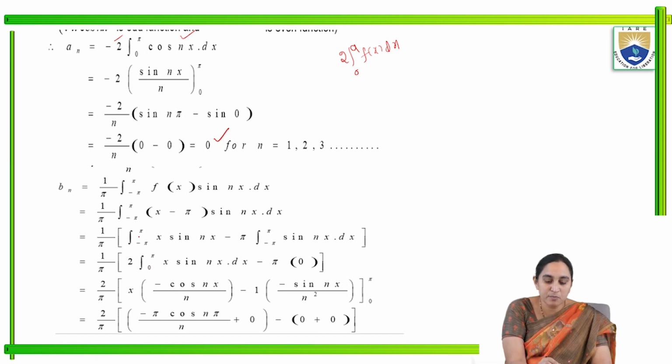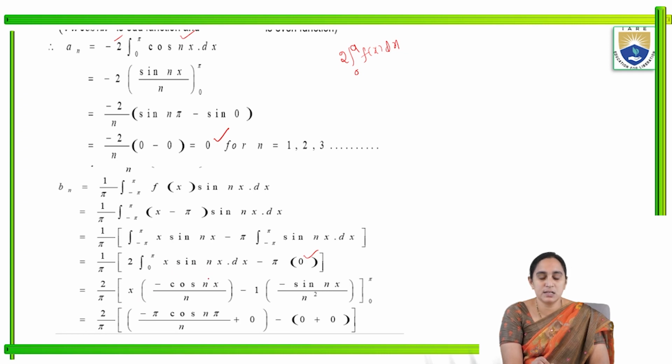That is 1 by pi into 2 into the integral from 0 to pi. Again I am applying the same concept of even and odd functions. Here x into sin nx is an even function. Generally x is odd and sin nx is odd, but when the two are multiplied, it is definitely an even function. For that case I take the limits 2 into the integral from 0 to pi of x sin nx dx, minus, here sin nx is an odd function. Therefore, within the limits minus pi to pi, that is equal to 0. That is 2 by pi into, this part is completely 0, and from that I take 2 outside.